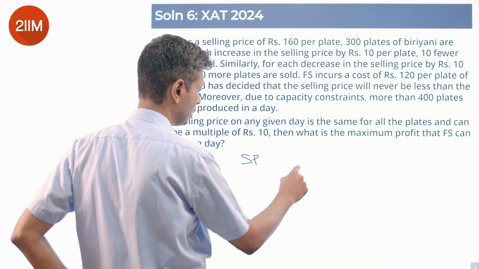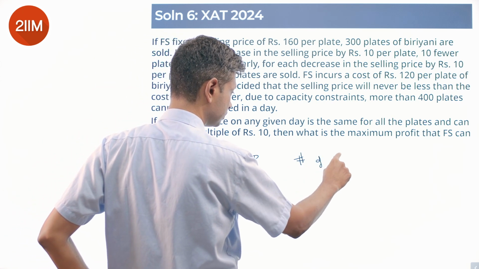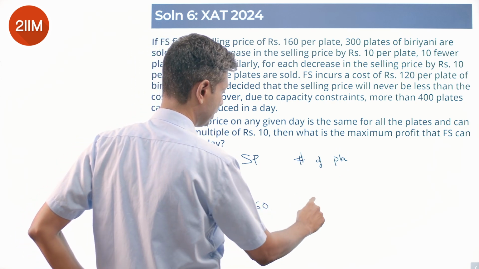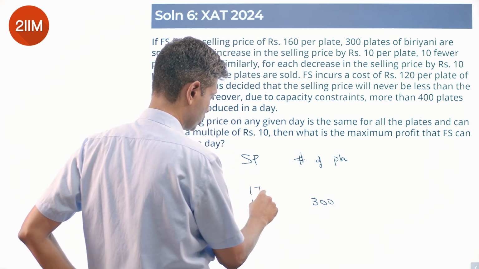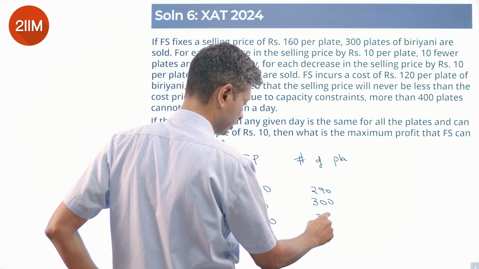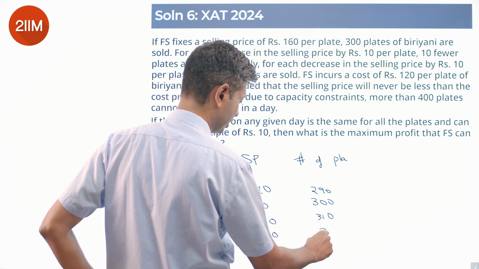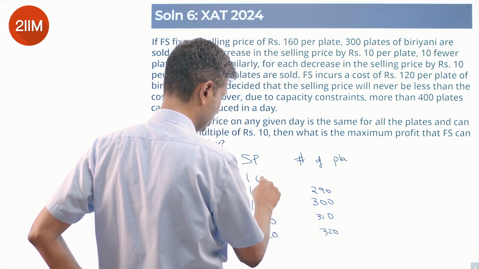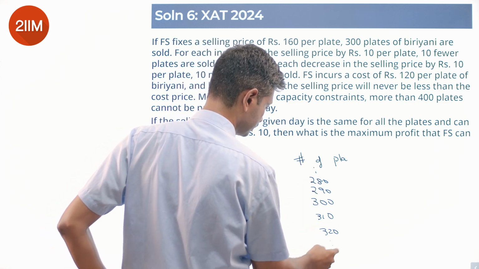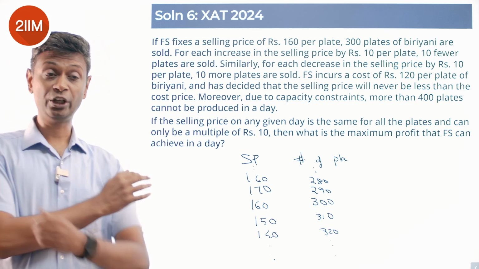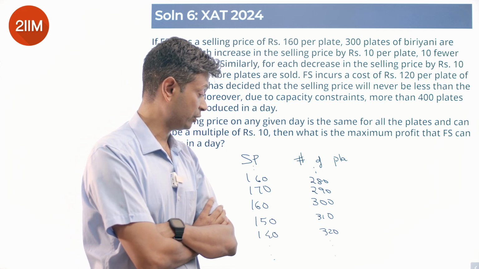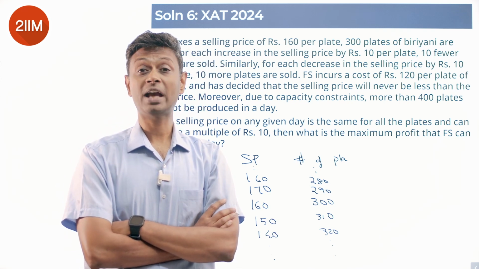Selling price and number of plates. So this is 160, we make 300 plates. This 170, it will be 290 plates. This 150, it will be 310 plates. 140, it will be 320 plates. 160, it will be 280 plates. And so on. So for maximizing revenue, I have to think about 160 into 280, 170 into 290, 160 into 300, 150 into 310 and think about, hey, when will revenue be as high as possible?